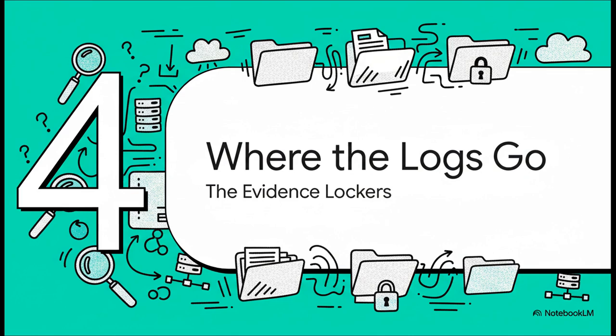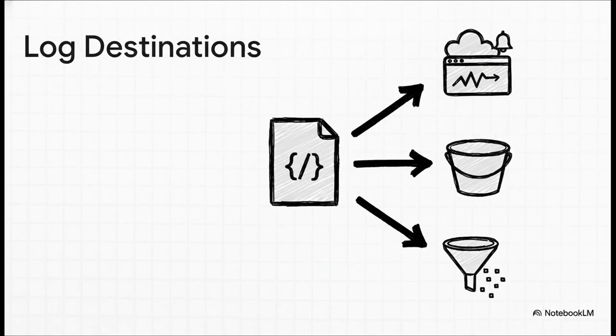All right, we've collected our clues. We know how to read them. Now, where do we put all this evidence so we can analyze it? Let's talk about where these logs actually get stored. So, AWS gives us a few options, our evidence lockers, if you will. You can send them to Amazon CloudWatch Logs, you can dump them in an Amazon S3 bucket, or you can even stream them through Amazon Data Firehose if you're doing something really fancy.